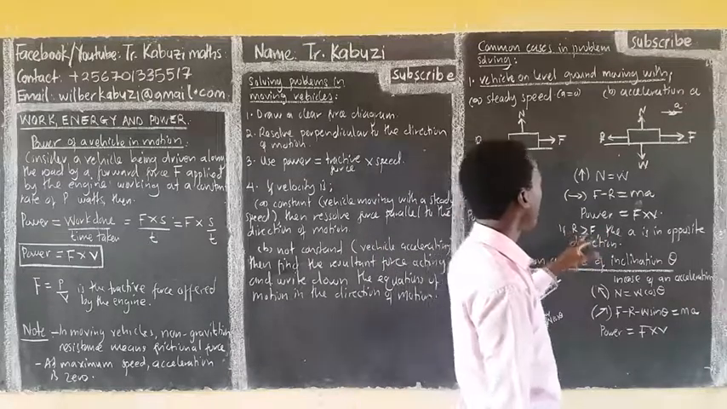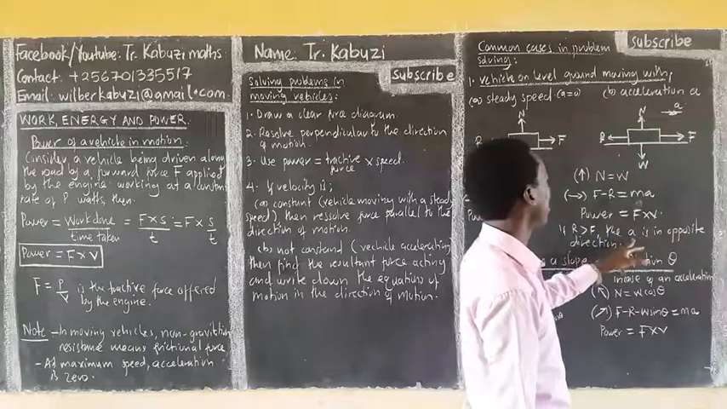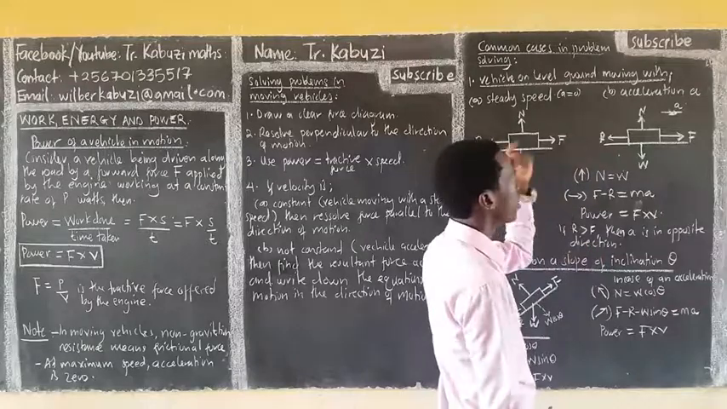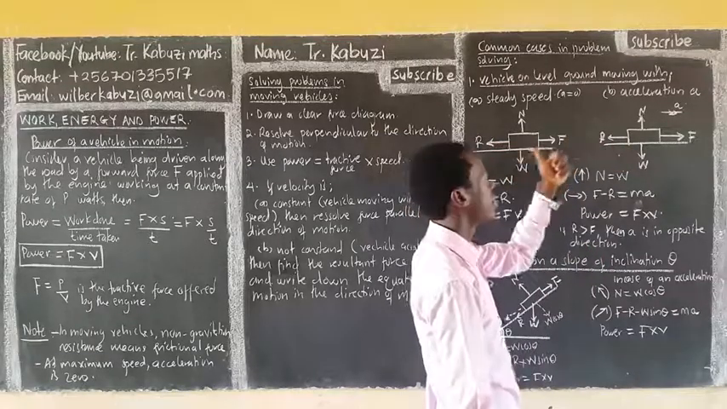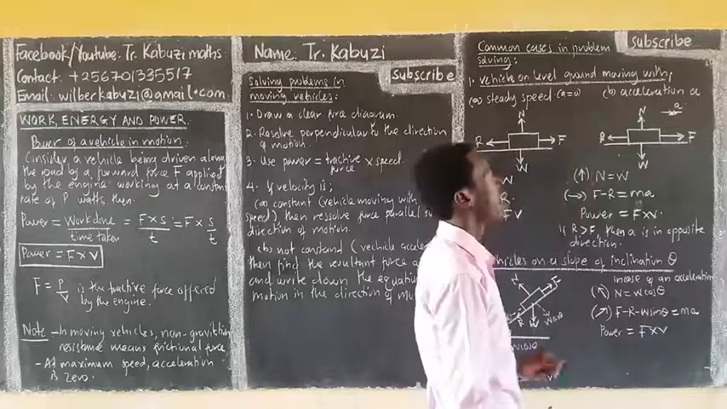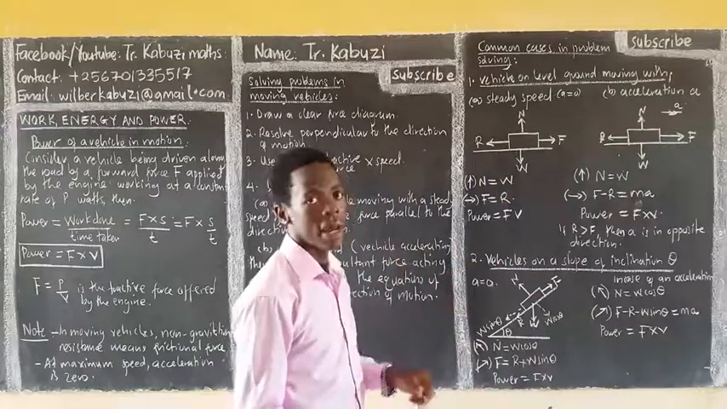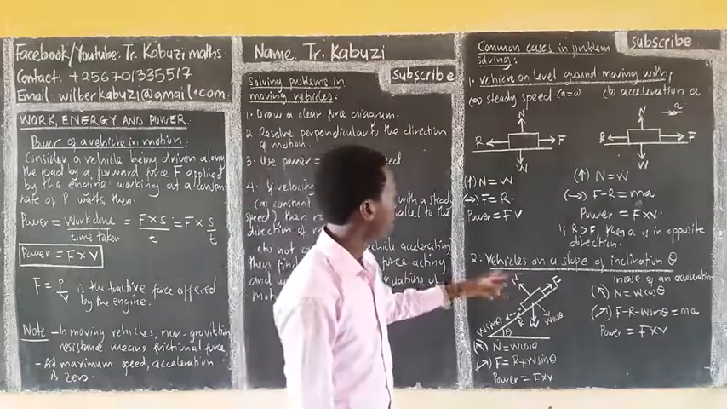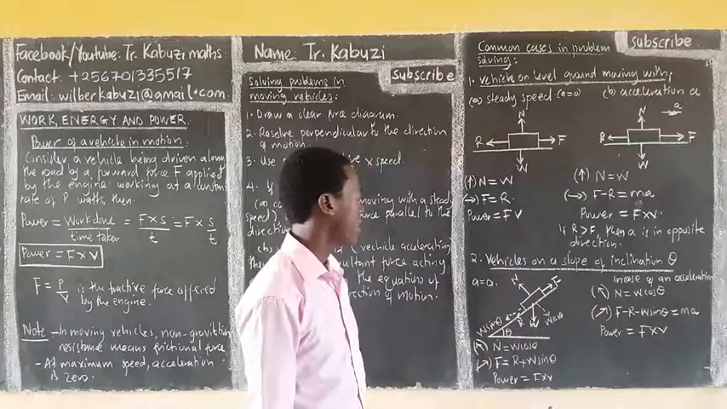Now, if R is greater than F, then A is in the opposite direction. It means it will be in this direction, because if this one is greater than this, it's going to be pulling the vehicle in this direction. That's when we'll have negative acceleration, a direction opposite to what is actually assumed.